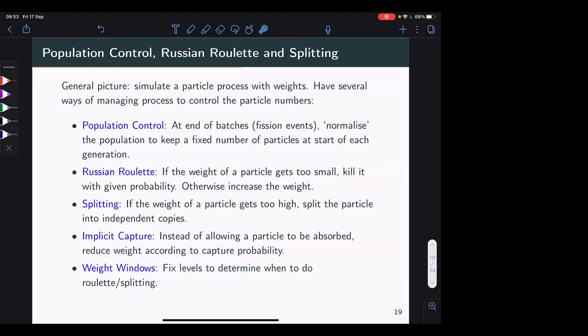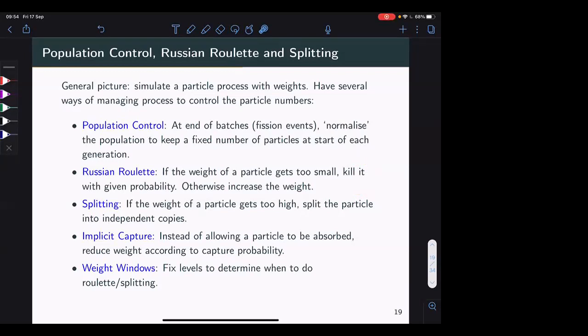So we have weighted particles, weights typically coming from things like the biasing. We can use Russian roulette: if weights of particles get too small, there's no point simulating a very small weight. So you kill it with a given probability, and you can make this a fair game by increasing the weight if it survives. You can do the same thing if the weight gets too high and split into multiple particles.